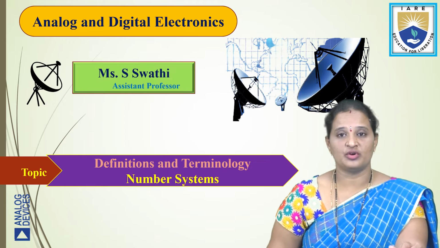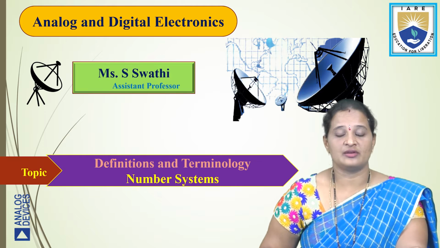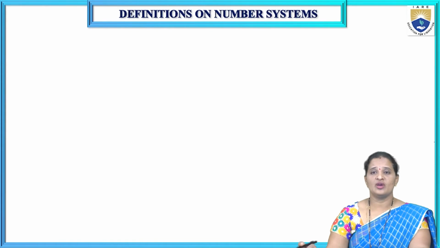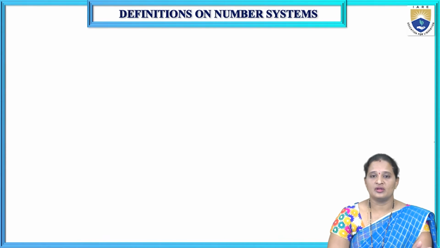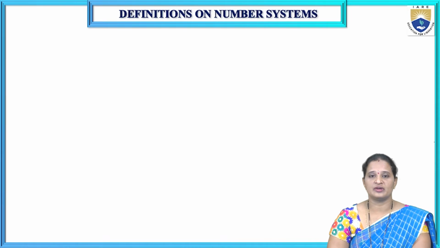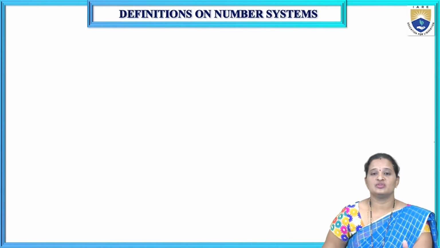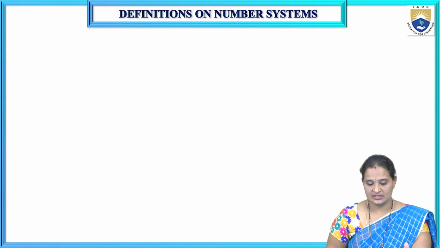In this lecture, we'll be discussing some definitions and terminology that we use in number systems, that is the third module of our analog and digital electronics course. We have studied the basic concepts of number systems and the various codes: weighted codes, non-weighted codes, error detection and correction codes, and Boolean algebra, in the third module. So we'll have some discussion on the definitions and terminology related to the number systems.